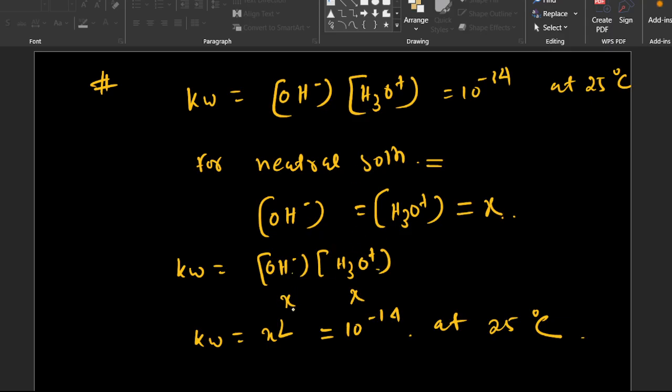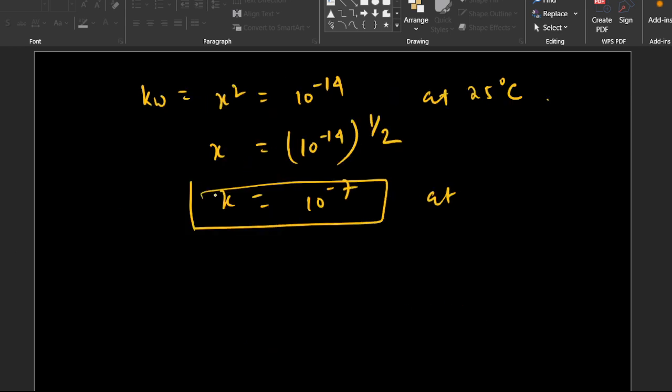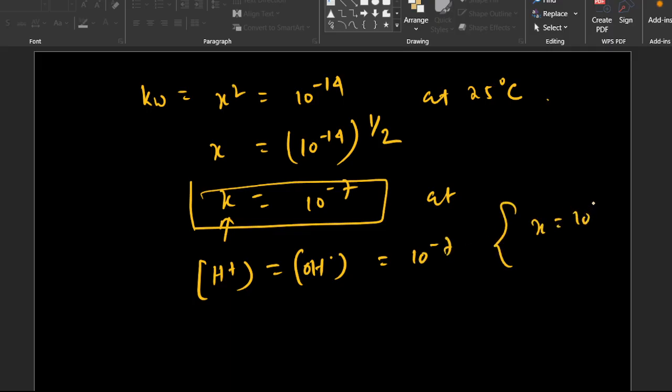If not equal, then this may be X, it may be Y, because these are not equal. So for neutral, these are equal. That's why we take X and X. So X squared, that's why X is equal to 10 raised to minus 7. So this X, suppose H plus concentration or OH minus concentration, is equal to 10 raised to minus 7 at neutral.